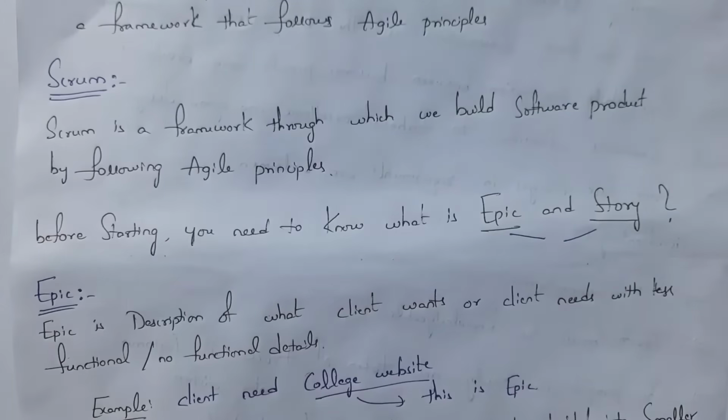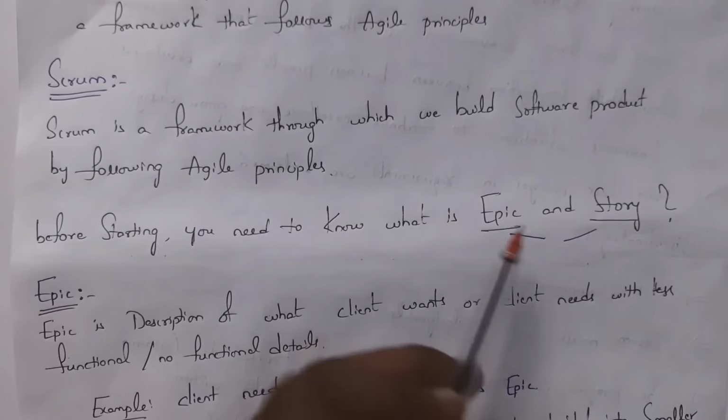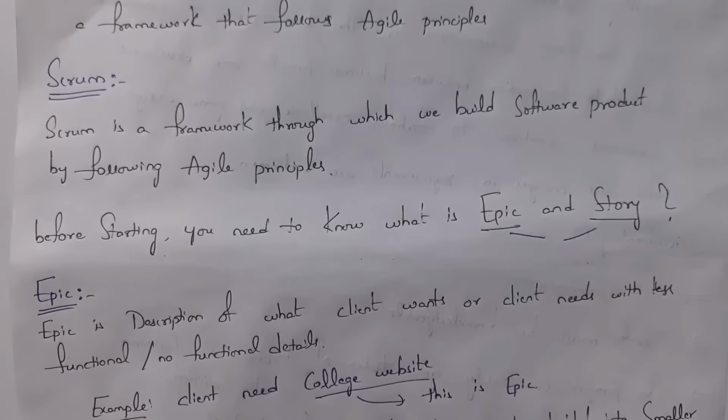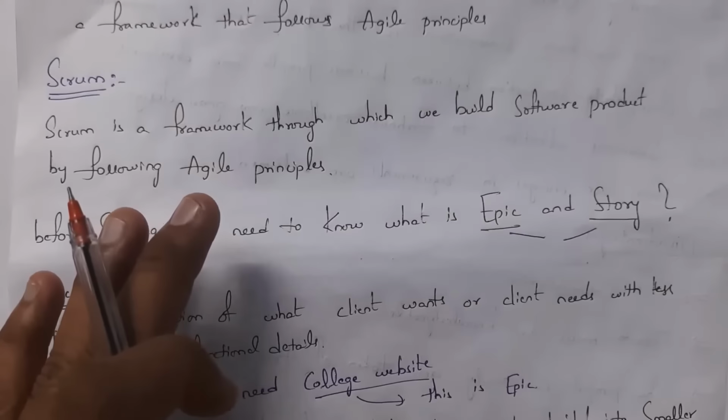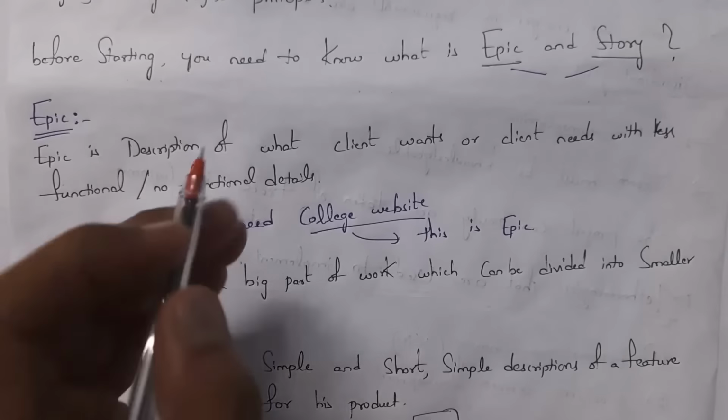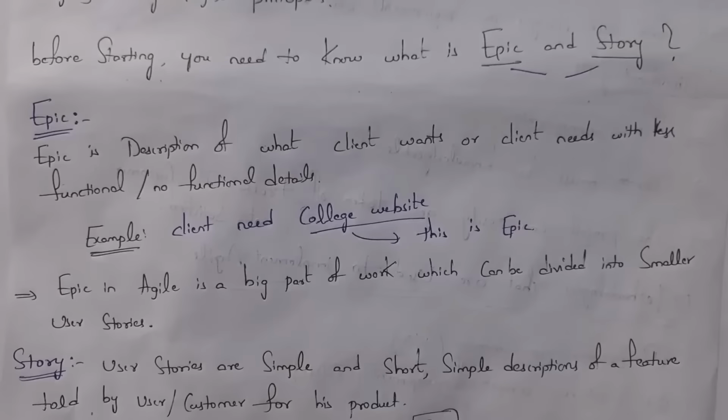Guys, before explaining this Scrum topic, you need to know what is epic and what is story. Guys, for example, I am college owner. I'll go to software company and then I will tell product manager, I want one college software. This is considered as epic. So epic is a description of what client wants, or you can also say it as what client needs.